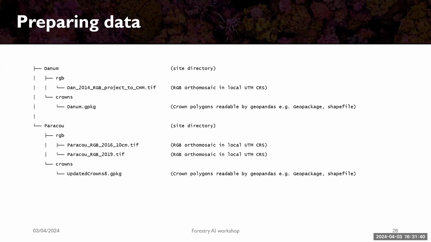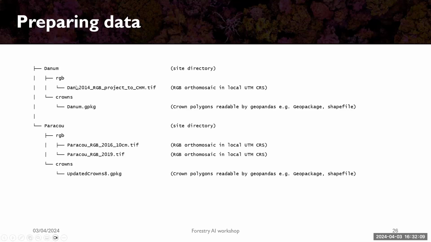So this is the folder structure that you'll want. If you're just working on one site, you'll just need one of these, but here I've given the example of two different sites. Danum is a site on which we worked in Malaysian Borneo. And Paracou is the site that I was showing you before in French Guiana, so Northern Amazon. This is where I did most of my PhD work.